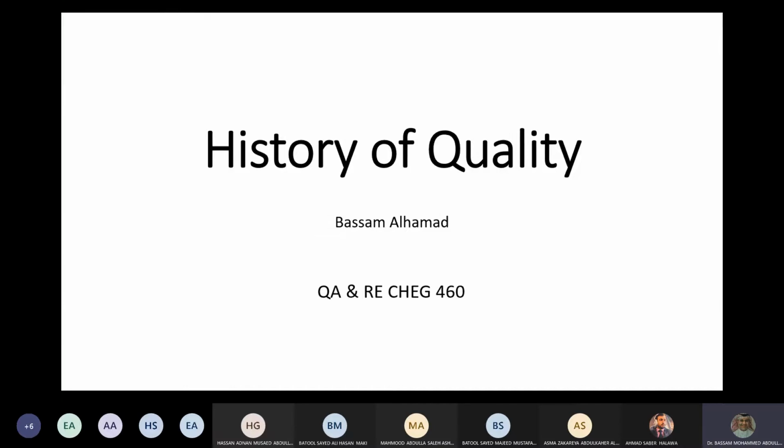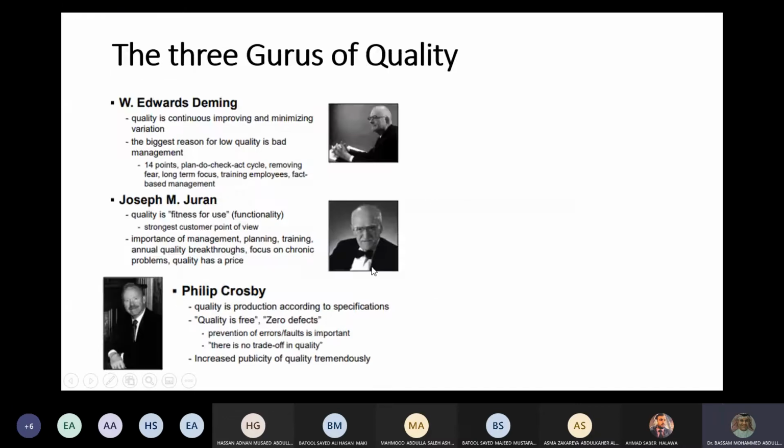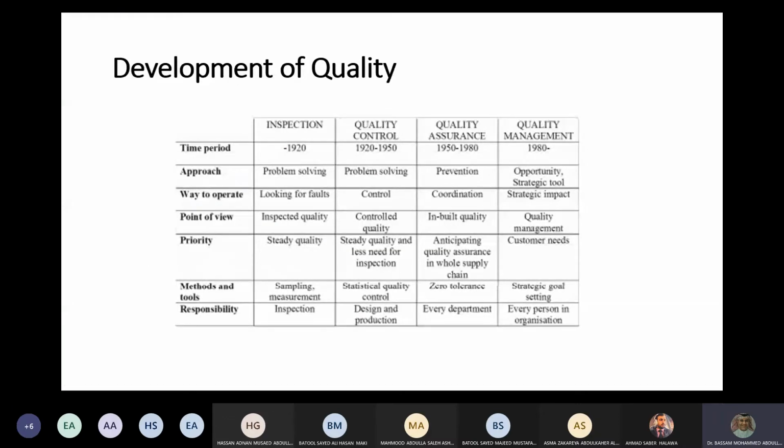So, history of quality. We are going to start with the history of quality. I wish I had made this clearer. Sometimes I see things clearly when I look at them alone, but when I teach students, I feel different. Okay, so what do we have here? Here I'm going to talk about the history of quality.